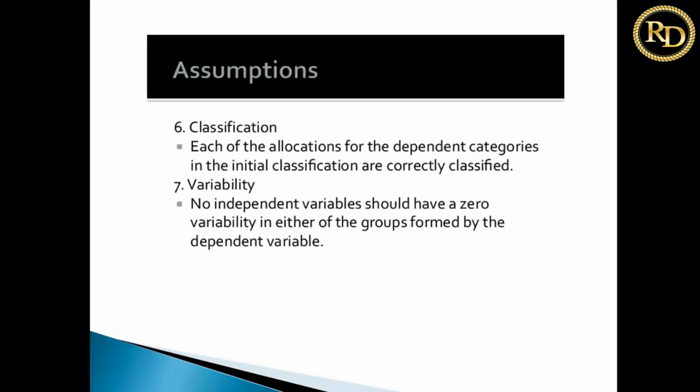Now classification: each of the allocations for the dependent categories in the initial classification should be correctly classified. If we have some misclassified, it means the discriminant function is not of very good efficiency. And there must be variability in the observations of the independent variable. So no independent variable should have zero variability. It means it should not have constant observations. So there must be some variability in the data of each of the independent variables in each of the groups formed by the dependent variable. Every independent variable in every group must have some variance.